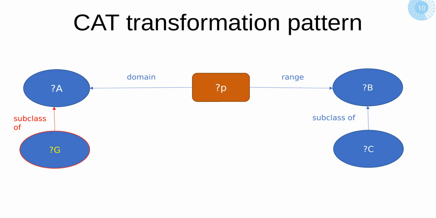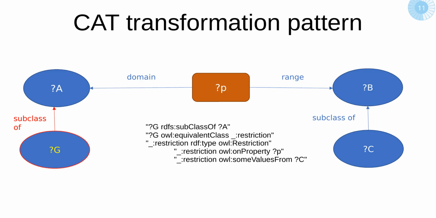And this is actually already the situation where we use the target ontology pattern. So then the subclass G is generated as a new subclass of A, and in detail there is also some restriction which we can see in the notation on the slide.